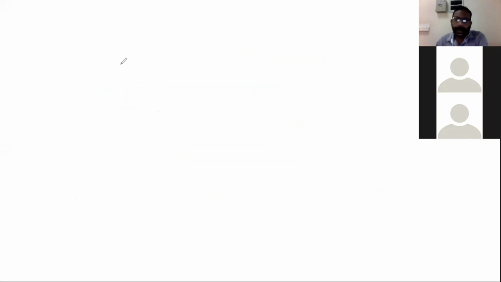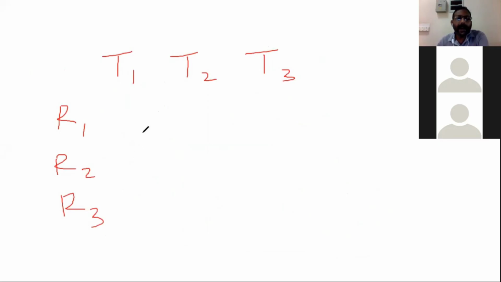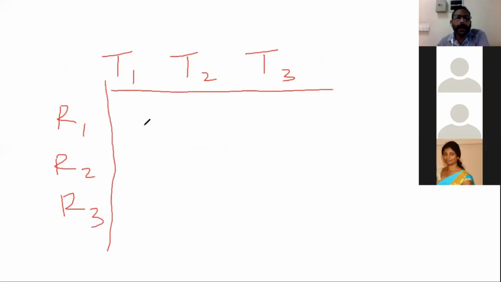Right. Let's say I have three treatments: T1, T2, T3. For the time being, I am comparing only R1, R2, R3. What are these R1, R2, R3? Anyone? Replicates. Replicate, right. Replicates.